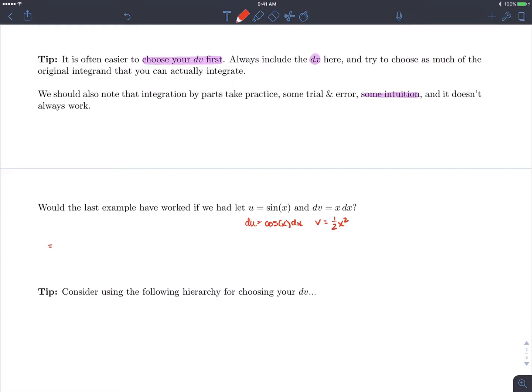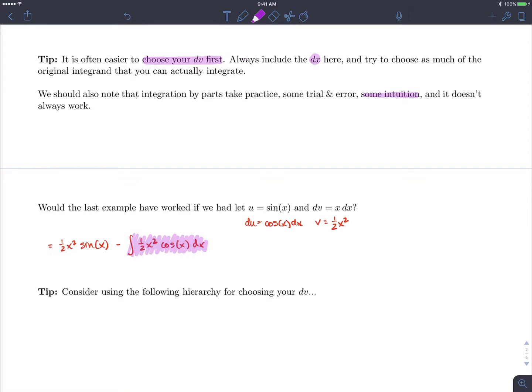So the integral would be u times v. So that would be 1/2 x squared sine of x. So that's our u times our v, minus the integral of v and then du, which would be cosine of x dx. Now what's happened here is this integral would require us to do integration by parts again.